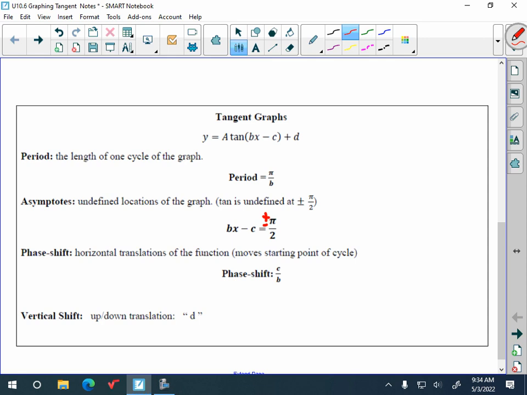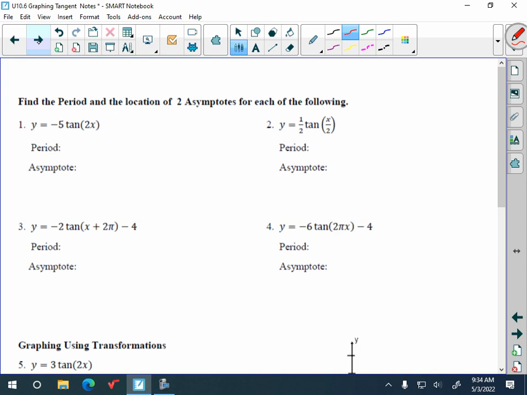And then the vertical shift, that's your up and down again. So that's the d value, which is your midline. Again, y equals d is the midline. All right, so let's go ahead and answer some of these questions now.